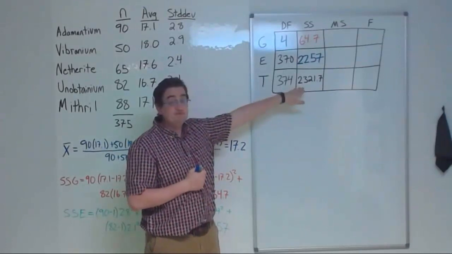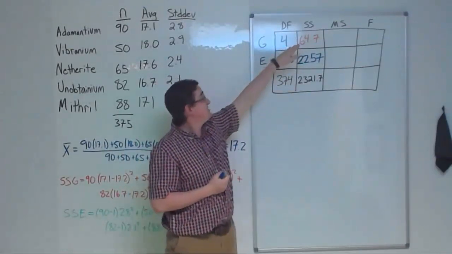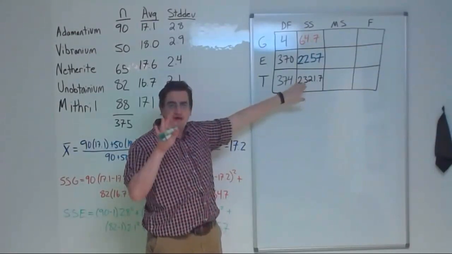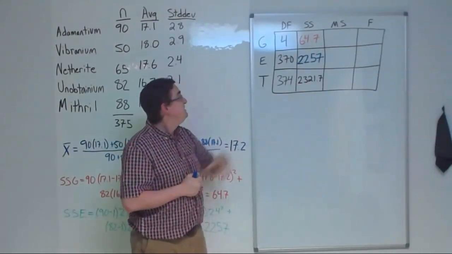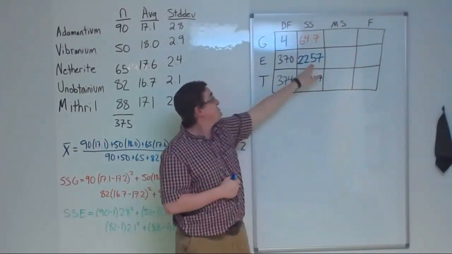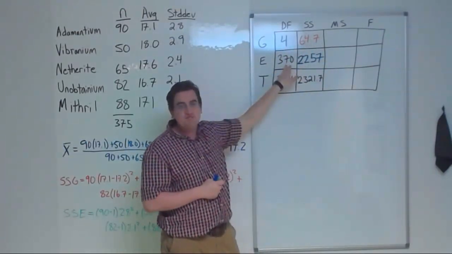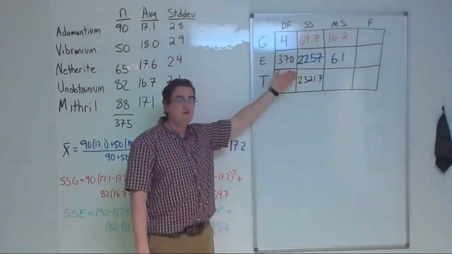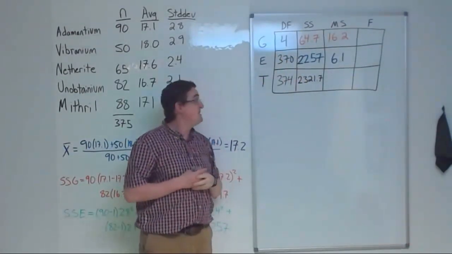To get our sums of squares total, we take the sums of squares for groups and for error, add them together. We haven't really used this number yet, but hang on, we'll talk about it later. This is going to be the 64 divided by 4. Here, the 2257 divided by the 370, and that's why I said hold on saying how big it is. These values aren't as far off as you might think.